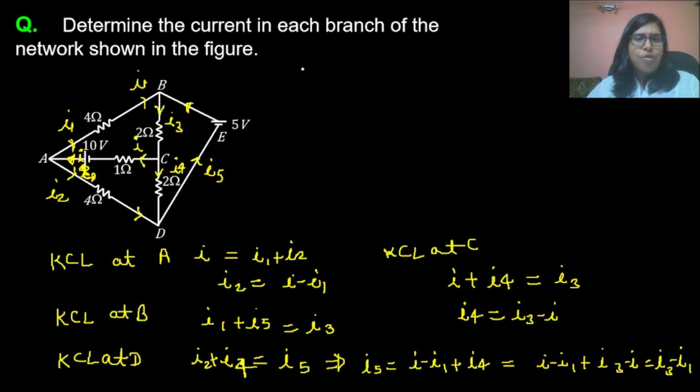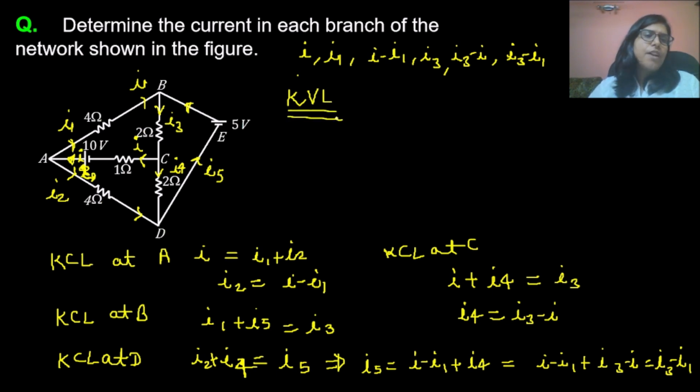So now we know the currents in all branches. First, the current I1; second, I2 which we have taken as I minus I1; current I3; current I4, this is I3 minus I; and current I5 is I3 minus I1. Now write the KVL, Kirchhoff voltage law.